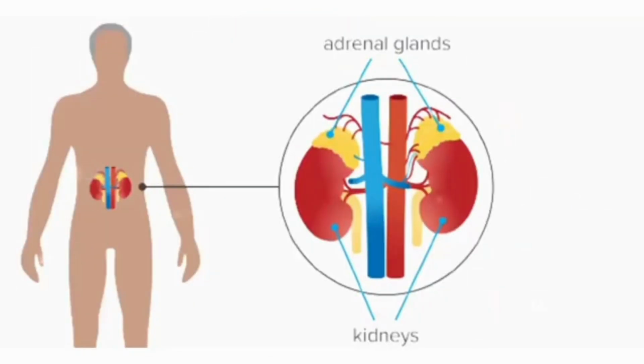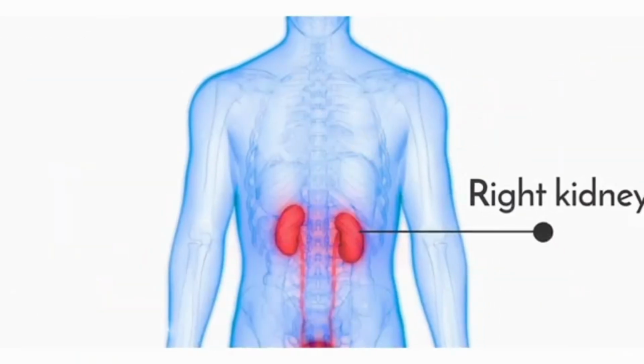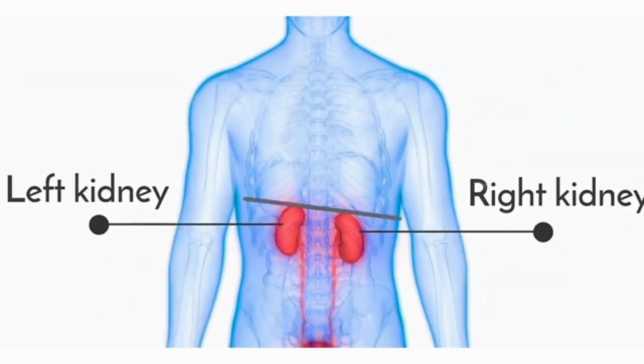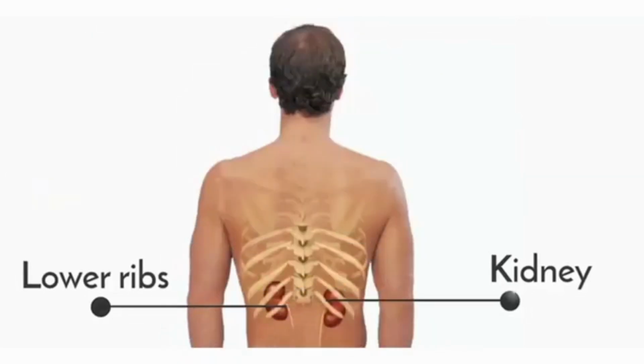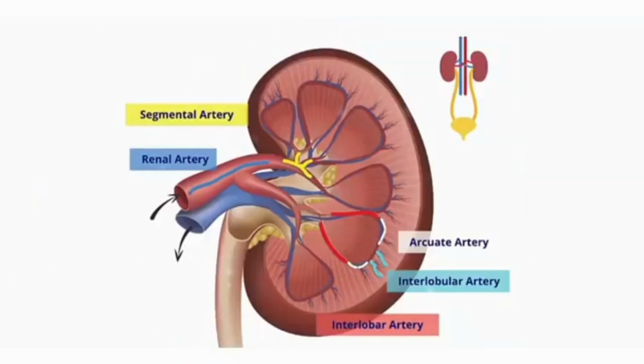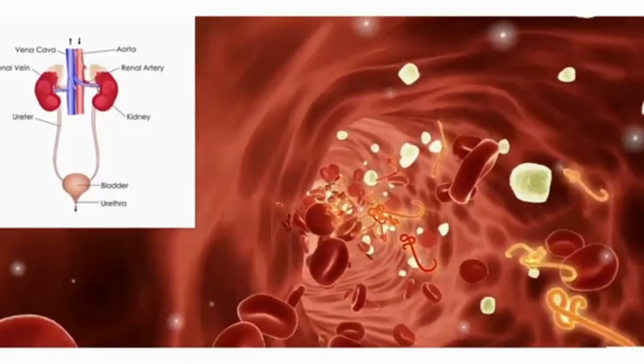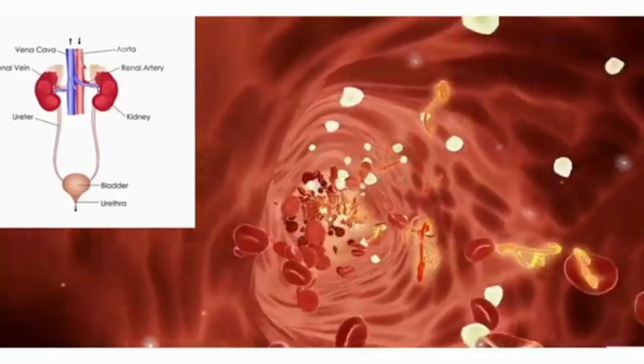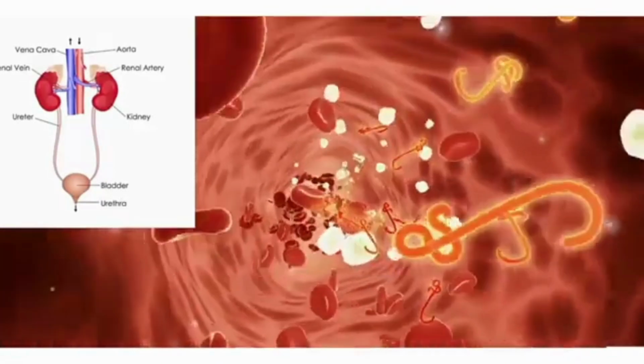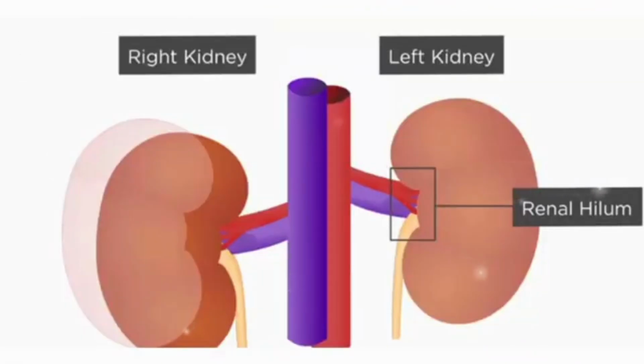The adrenal gland is found sitting on the top of each kidney. The right kidney is slightly lower than the left kidney, and the left kidney is more central than the right. Lower ribs protect the upper part of the kidney. Some important structures connect the kidney to the rest of the body. The renal veins take blood to the vena cava, and the renal artery supplies blood to the kidney. The renal hilum is the point of entrance and exit of the veins, arteries and nerves that supply the kidney.